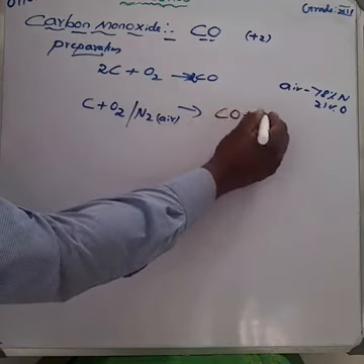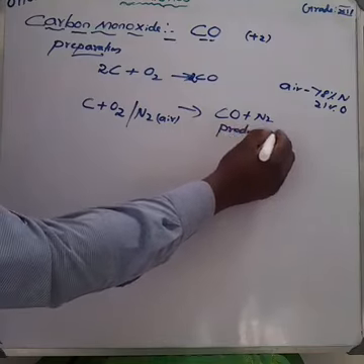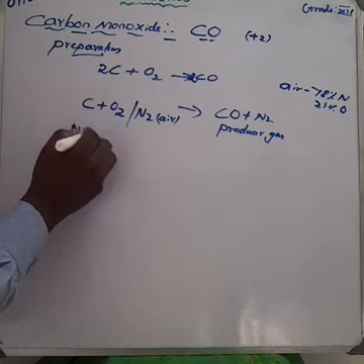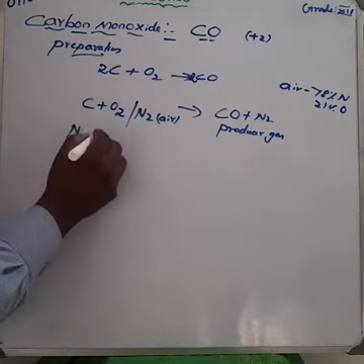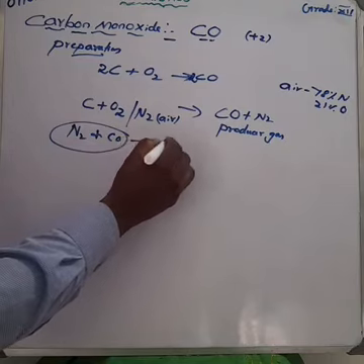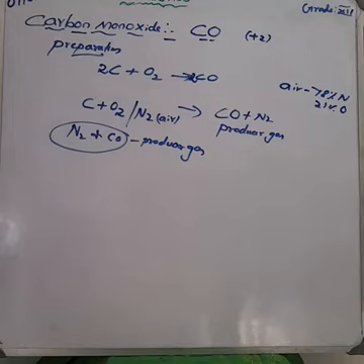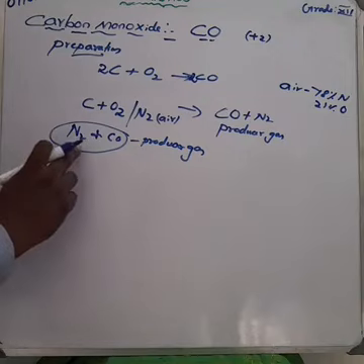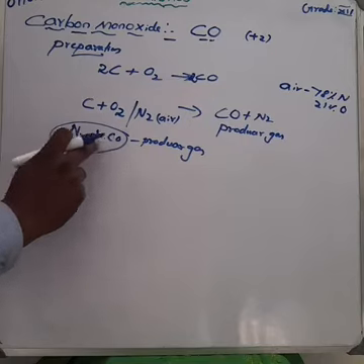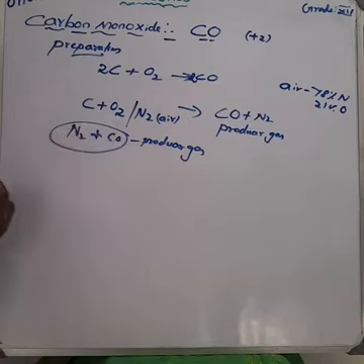This we call producer gas. What is a producer gas? The mixture of dinitrogen and carbon monoxide is called producer gas. Okay. What is a producer gas? The mixture of dinitrogen, that means N2, and carbon monoxide is called producer gas.